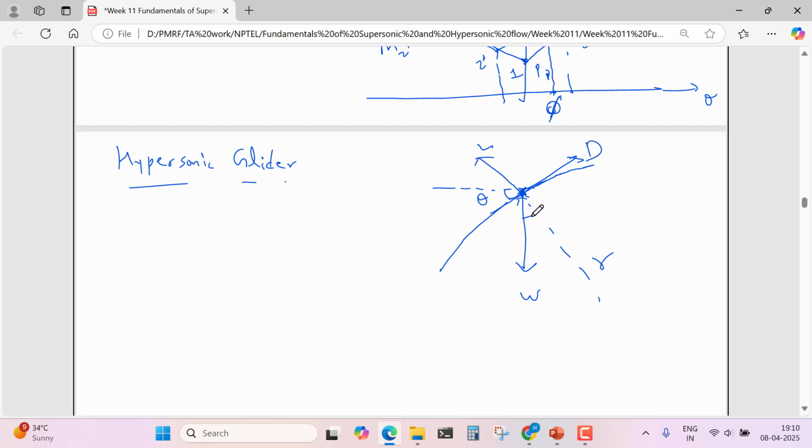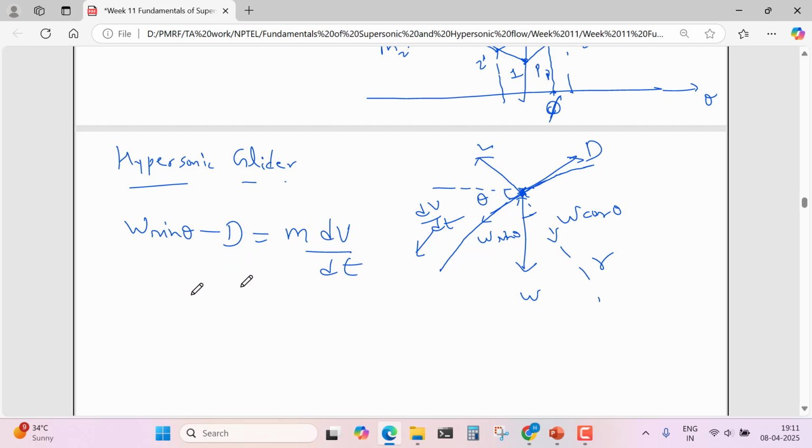If we resolve this weight, then this component will be W cos theta, and this component will be W sin theta. So we'll write the equations of motion here. Along the drag direction, the forces will be W sin theta minus D equal to m dV by dt. m is the mass of the glider. And along this direction, the forces should be L minus W cos theta equal to m V square upon R.